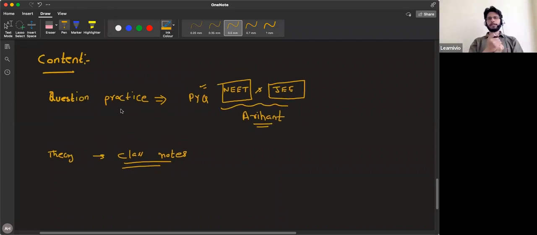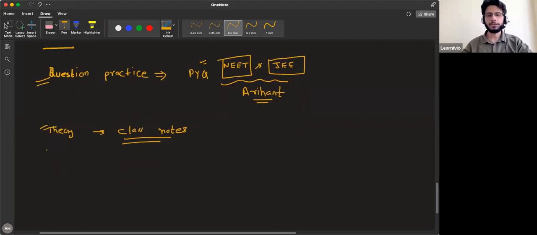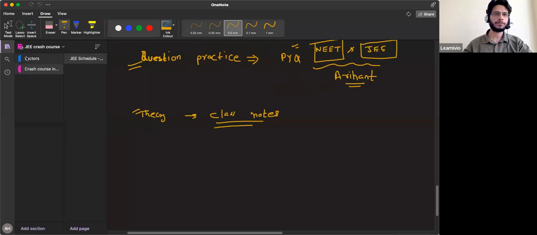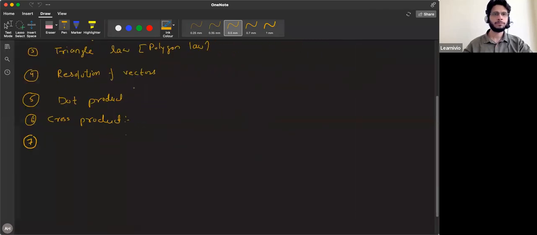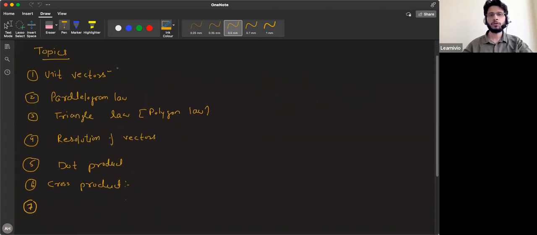So this is the target and that's the strategy and this is your content. That's it. So let's start with the first chapter, vectors. These are the topics on which we'll focus: unit vectors, parallelogram law, triangle law, resolution of vector, dot product, and cross product.